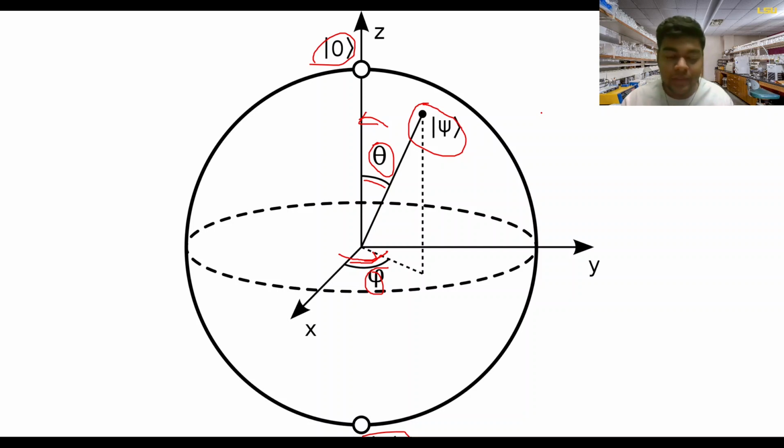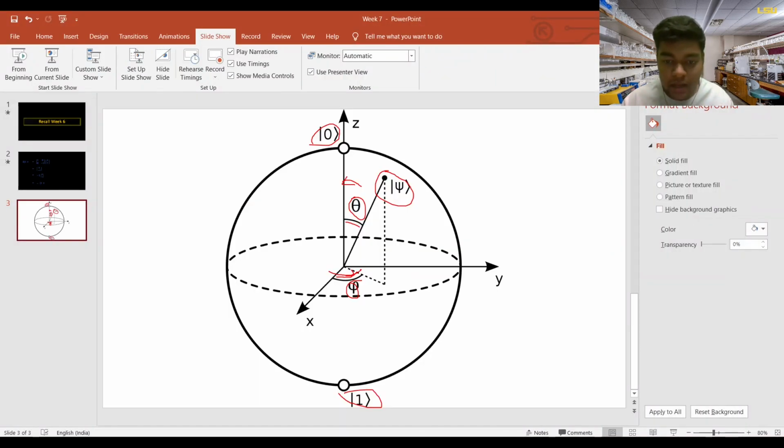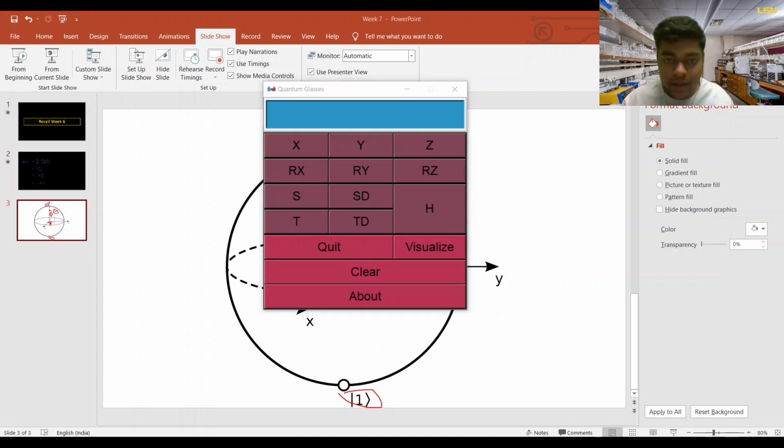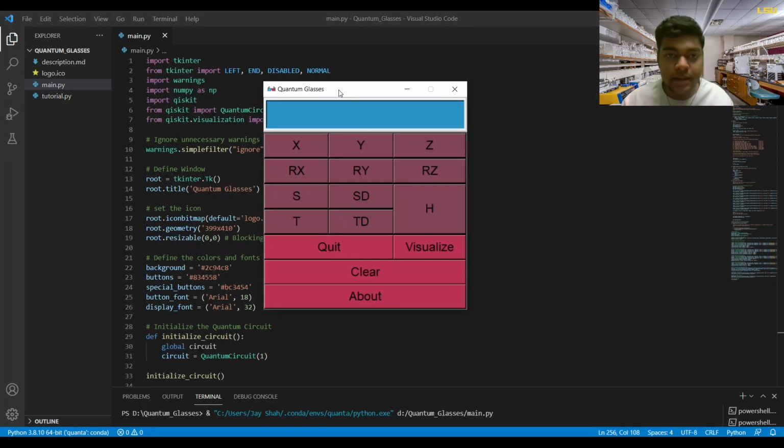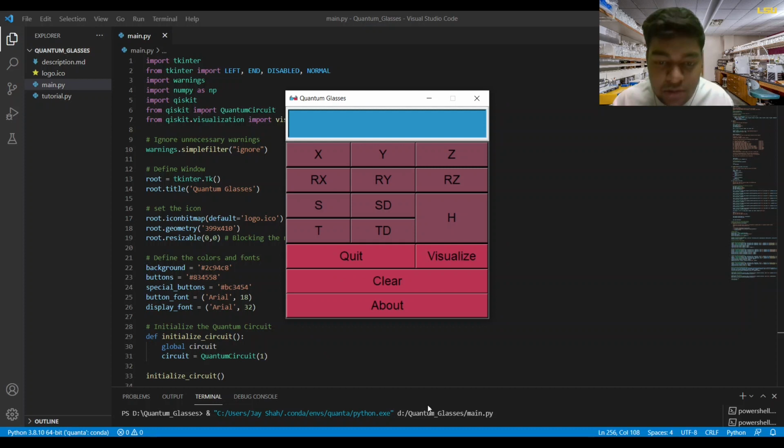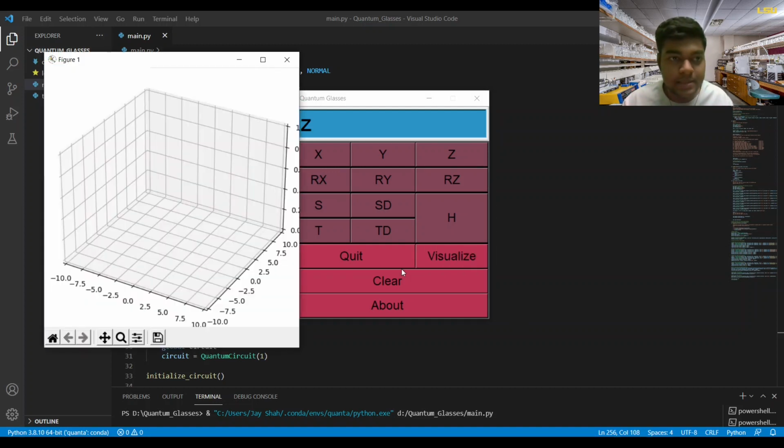So let's get to the visualization. As we just saw in that previous operation, applying a Z gate on |1> gives you -|1>. So let's do that here. We need an X gate to shift our qubit from |0> to |1>, and then we will simply apply a Z gate, and let's visualize.